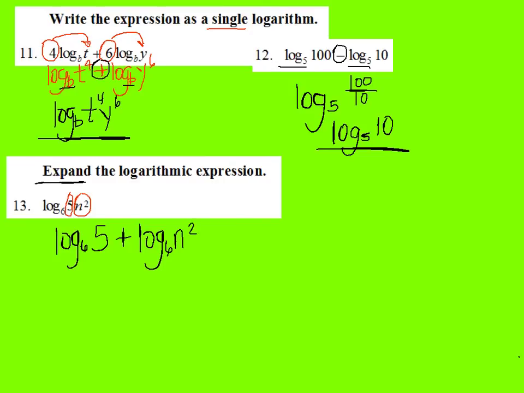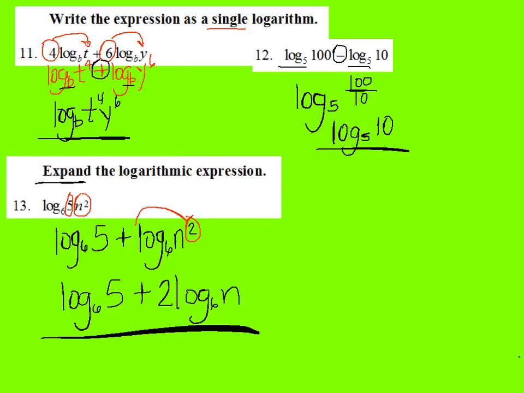Now we can expand this a little bit further because we have an exponent here, so we're going to move that 2 to the front. And then we'll have our expanded logarithm. So we have log base 6 of 5 plus 2 log base 6 of n. And here's our answer.